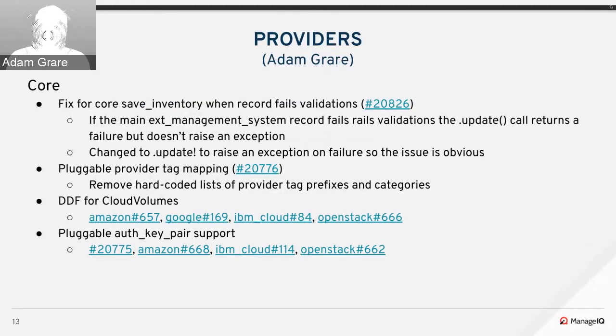Libor moved the provider tag mapping definitions out of hard-coded lists in core and into pluggable provider repos, so the lists of tag prefixes and categories of things that can be tagged, like containers or VMs or container nodes, are all now moved into the provider plugins, and we aggregate them to show them on the UI. So that was a nice checklist item on our pluggability checklist that Libor tackled.